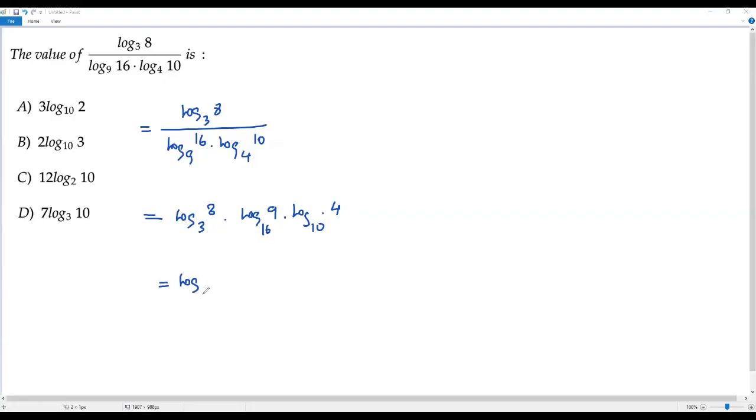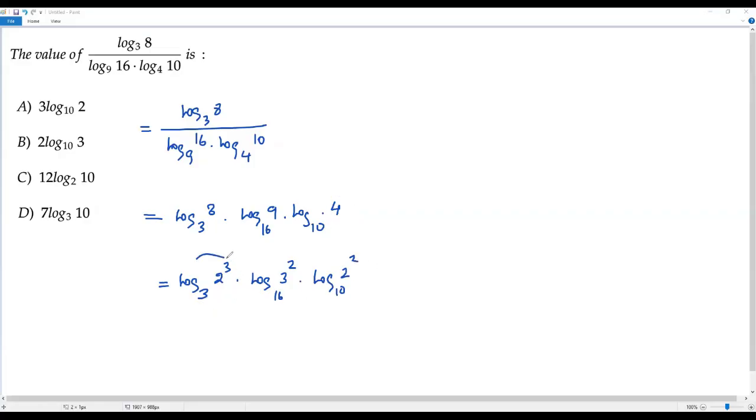Now let me write the first one, that is log base 3. Actually, this 8 is a power of 2, so we can write this 8 as 2 to the third power, times log base 16, and this 9 is a power of 3. It can be written as 3 squared, times this 4 is a power of 2. It can be written as 2 squared.